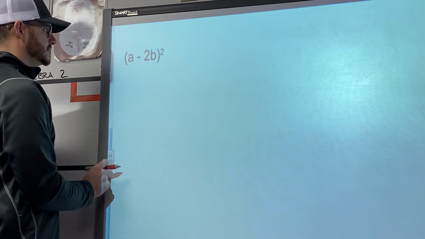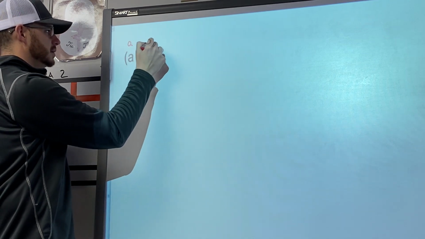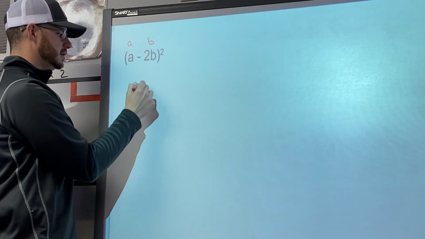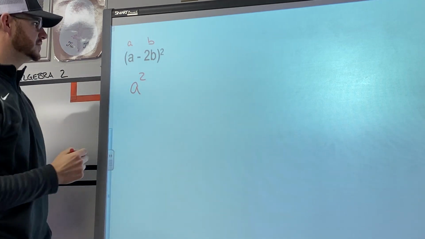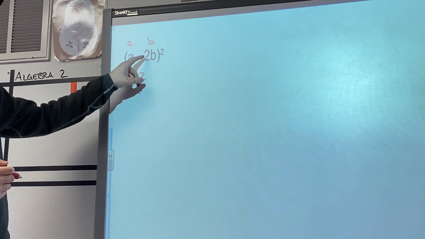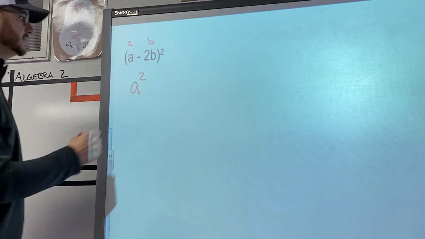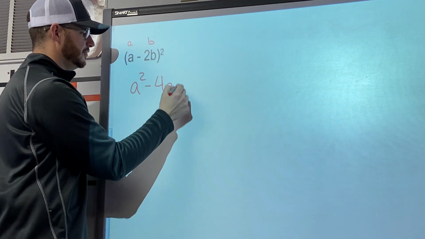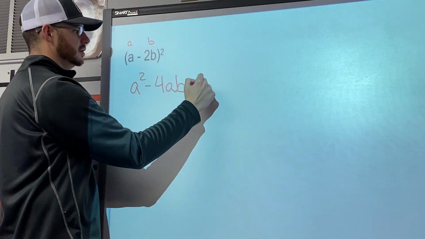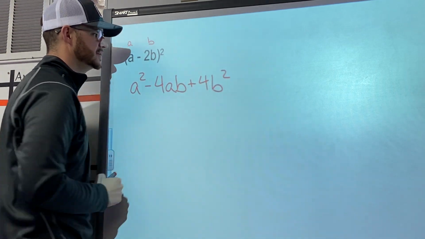So a minus 2b squared. Again, we have our a and b terms. A squared would be a squared in this case, minus 2ab. A times b would be 2ab, times 2 would be 4ab, plus our b squared would give us 4b squared.